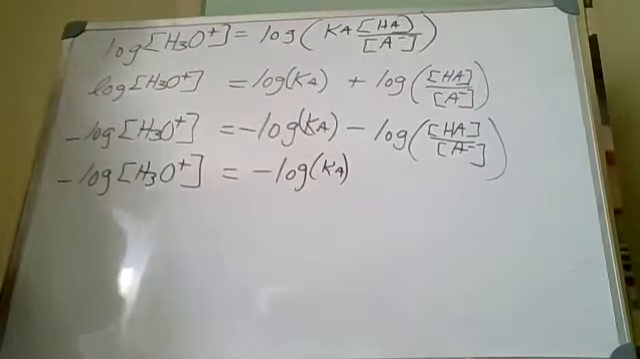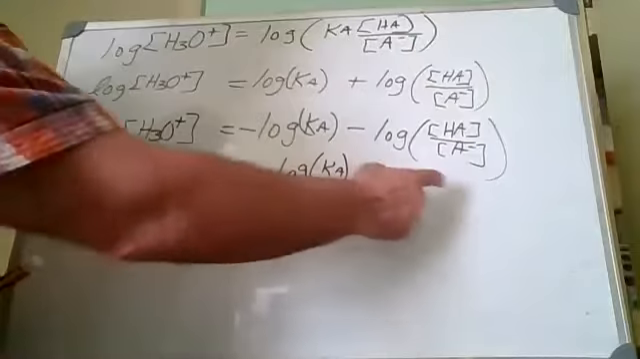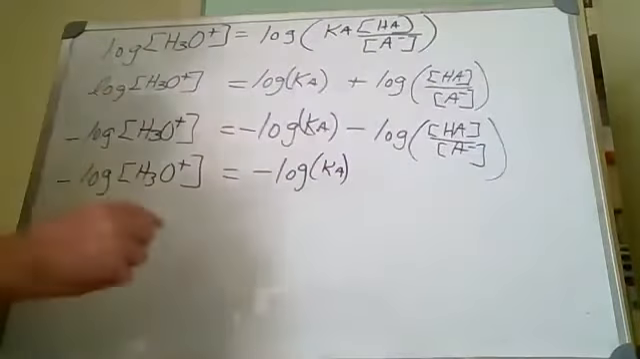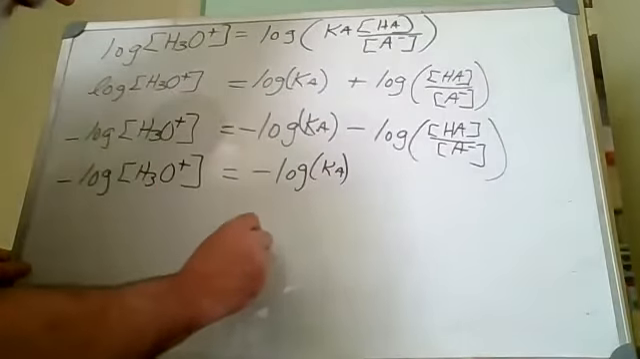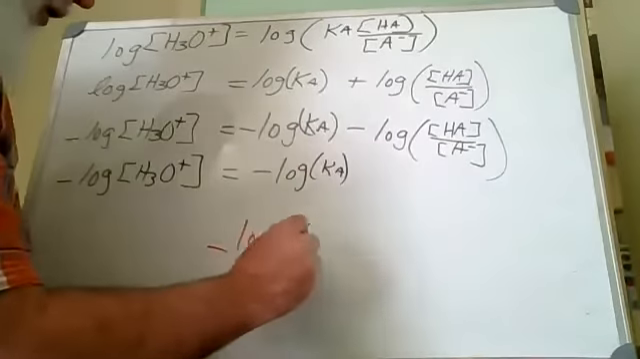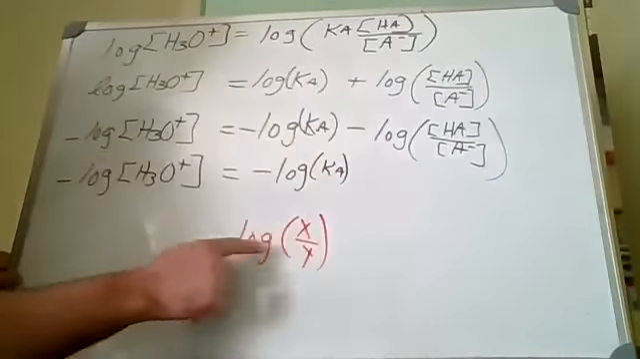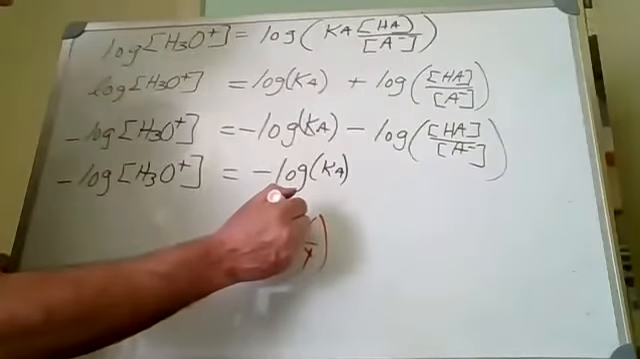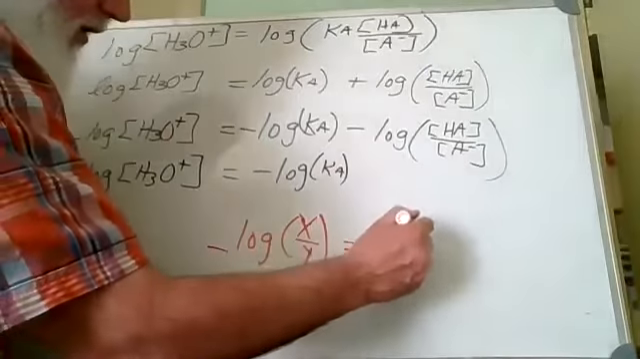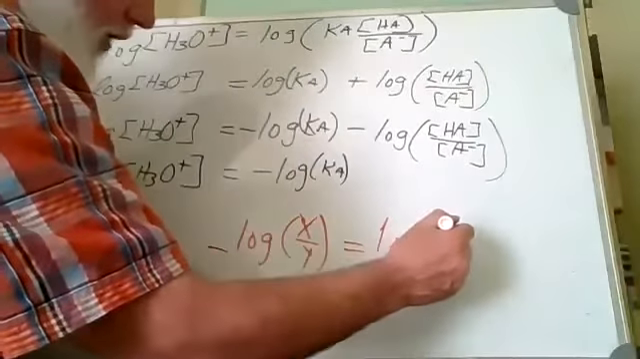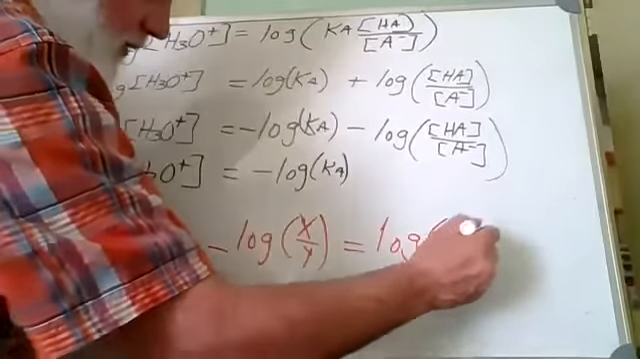Now in red here, we're going to use another little trick from our algebra class. The negative log of x over y equals the log of y over x.